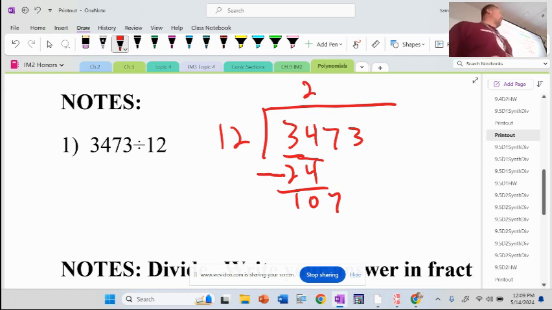All right, how many times is 12 going into 107 approximately? I think it's 8 because that's 96. Then 8 times 12 is 96. Then what do you do, class? Say it. Subtract. And then you get 11. And then you bring down a 3. Run out of room here a little bit.